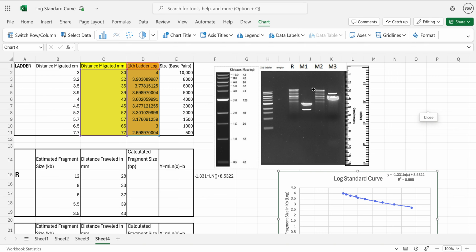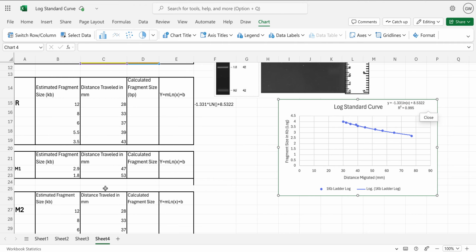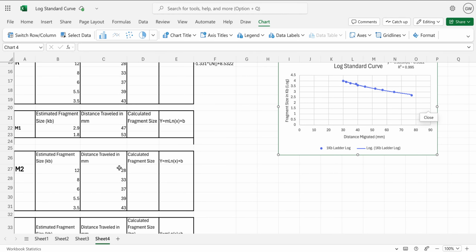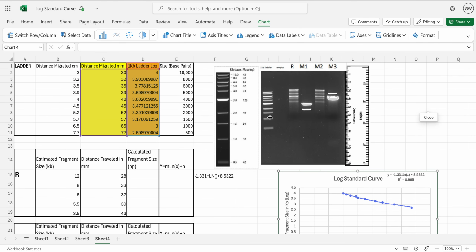So the first one was roughly 28. Marked them for that one. If we look at the second lane for M1, I marked the distances here, also estimated. M2, M3. So for R, start with the first part.